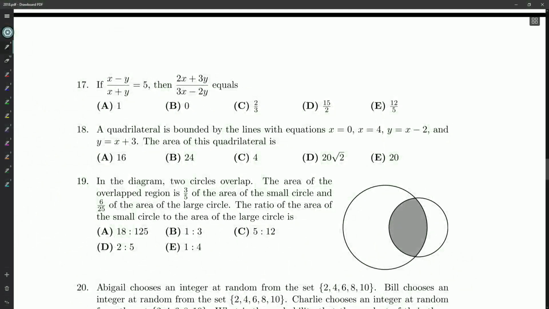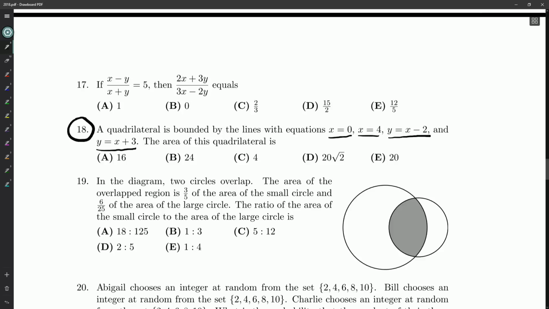As we continue our look at the 2018 Cayley paper, we have come across question number 18. A quadrilateral is bounded by the lines with equations x equals 0, x equals 4, y equals x minus 2, and y equals x plus 3. The area of this quadrilateral is... So it's probably a good idea to draw the picture.